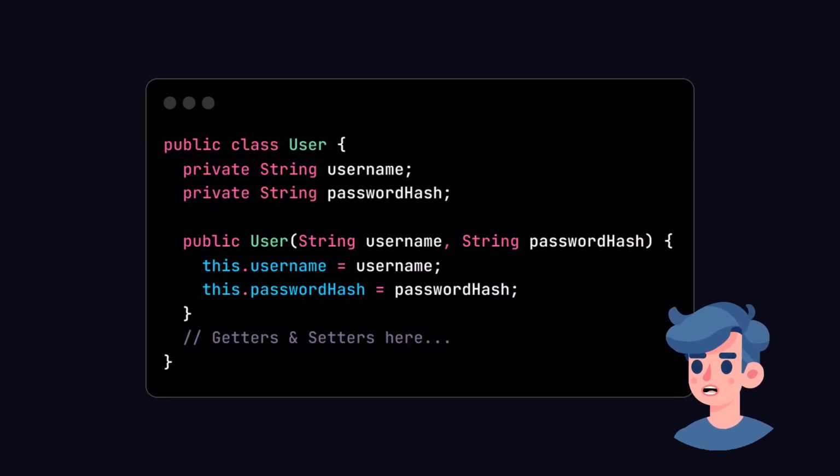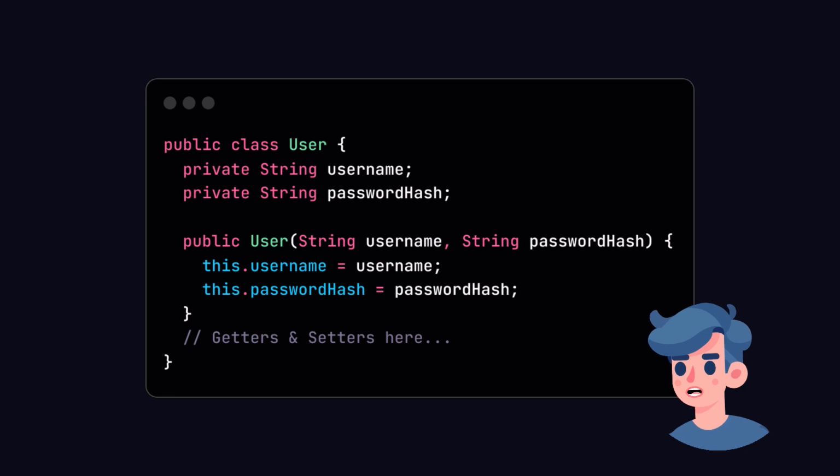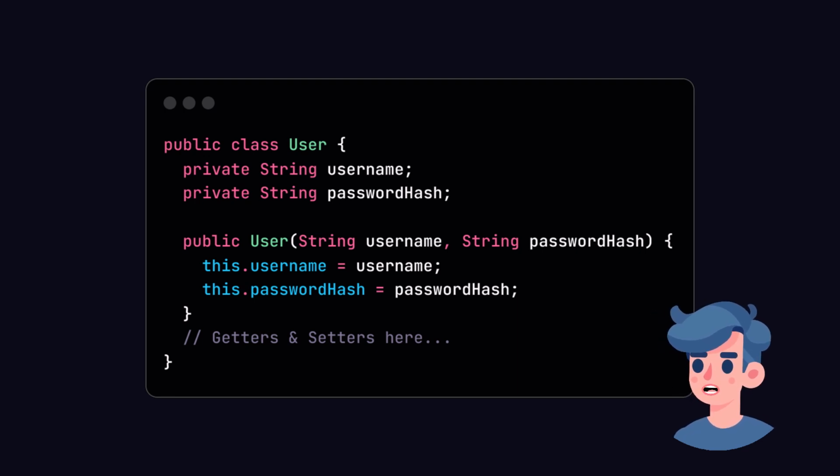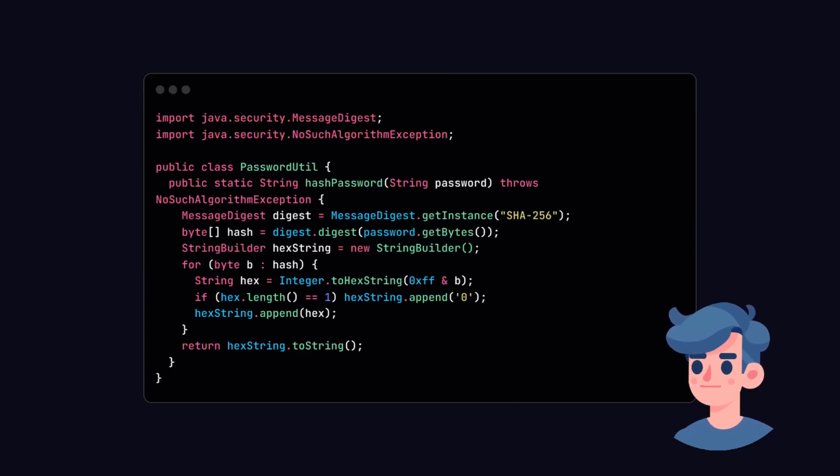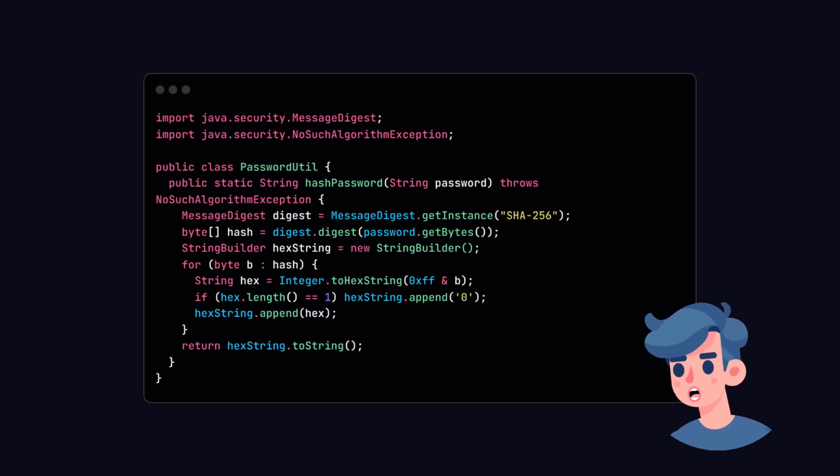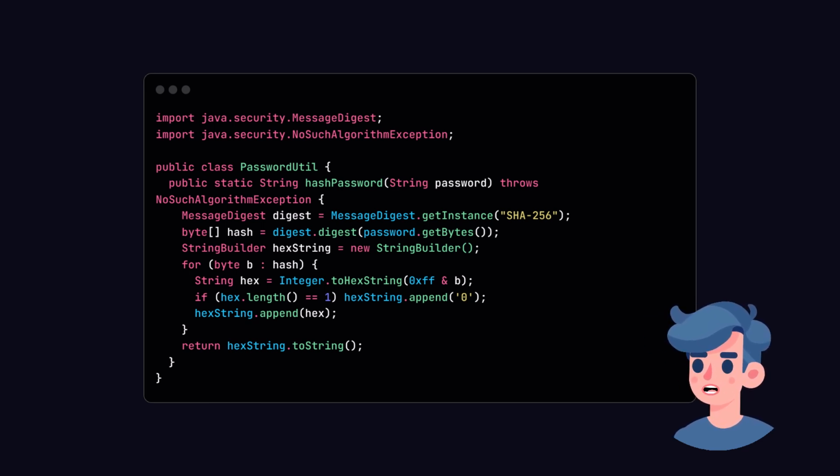Now, let's create a class for user authentication. We'll use Java's built-in hashing capabilities to securely store user passwords. We'll start by creating a user class with fields such as username and password hash. Next, we need to implement password hashing. We'll use SHA-256 for hashing the passwords.